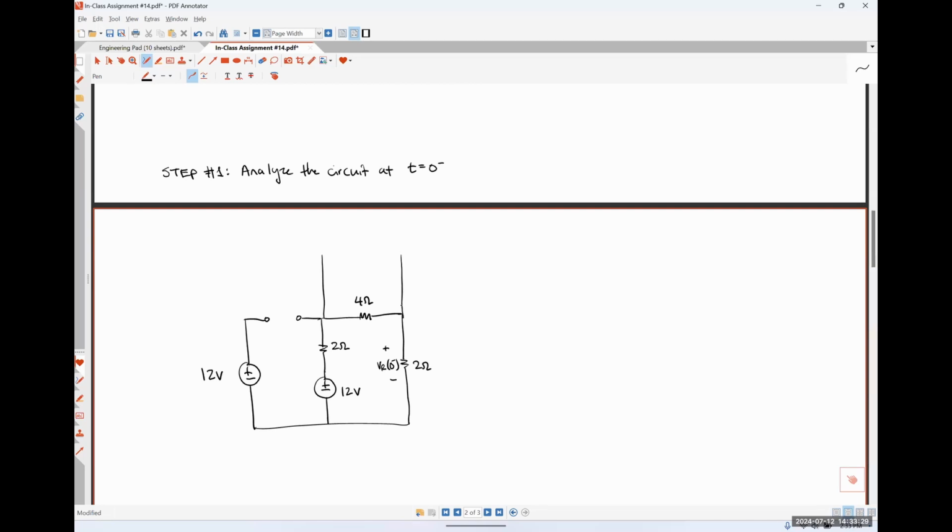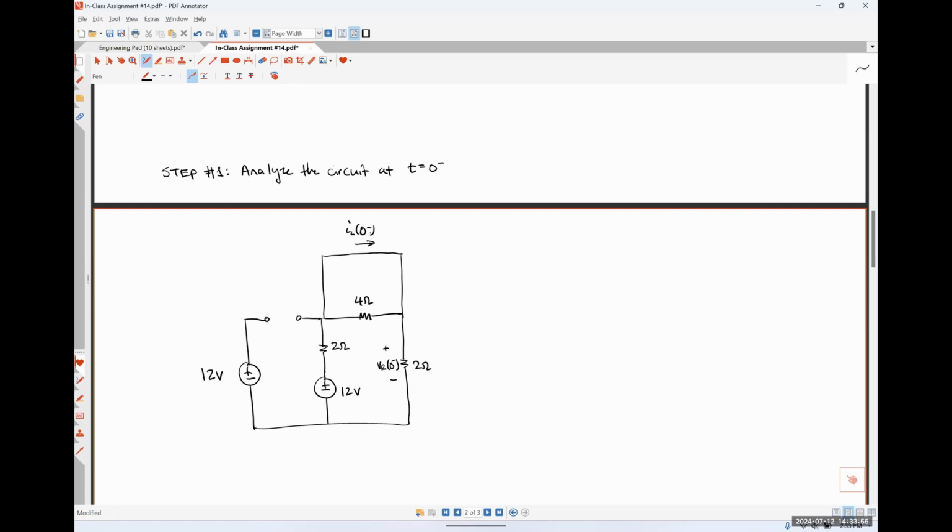What should my inductor look like right now? Piece of wire. Exactly right. So because we're at t is equal to 0 minus, it should just look like a piece of wire or a short circuit.